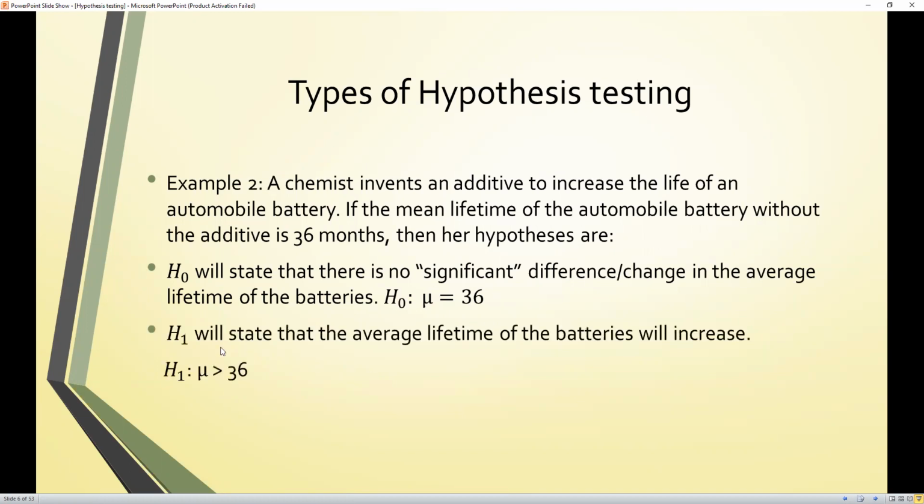Okay, and then H1, or the alternate hypothesis, will state that the average lifetime of the batteries will increase. Thus, H1: mu is greater than 36, because that is the claim of the study. The additive will increase the life of an automobile battery. That's what the test is all about, to check if there will be an increase.